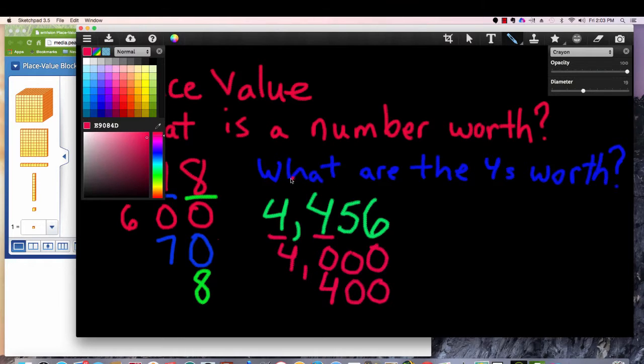So the answer to that question, what are the 4's worth, or what is the value of the 4's, would be 4,000, and then the second one would be 400. And that is all there is to writing down the value.